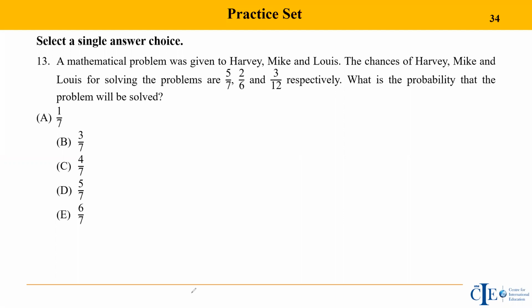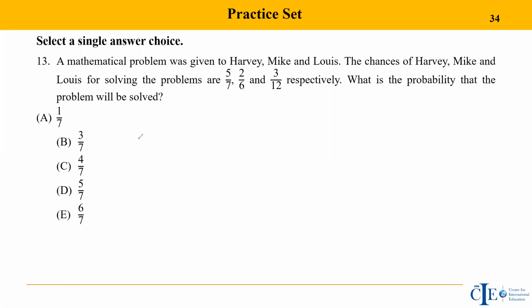One minus, it is not solved. So when you say the problem would be solved, it doesn't mean it has to be solved by all three of them. If at least one of them solves it, the problem will be solved, right? So whenever you have an at least one case, it's always one minus none.